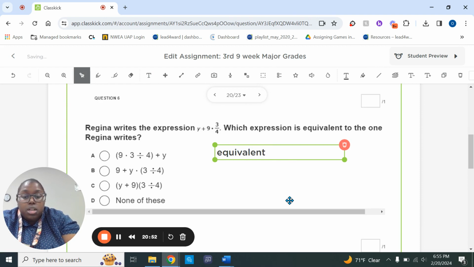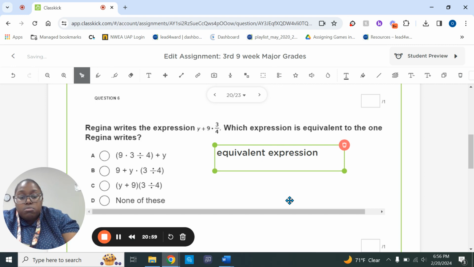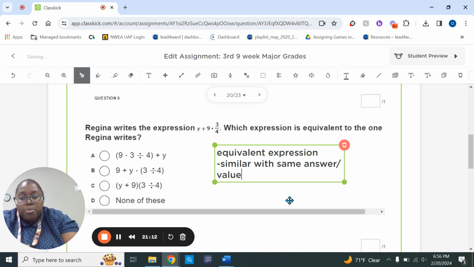Equivalent expression. Now, equivalent expression means similar, with the same answer or value. I probably prefer the word value to answer, but they're similar, with the same answers and values if you solve them. If you solve them, they should wind up being roughly the same thing.